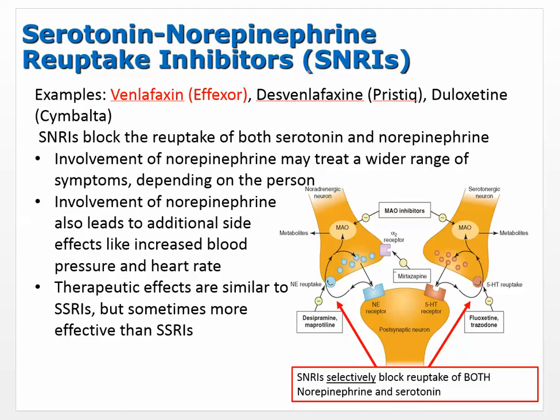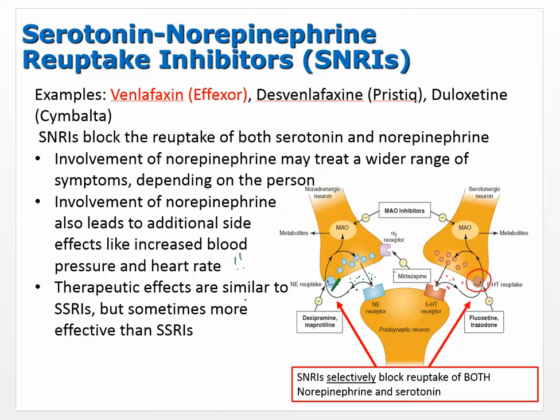SNRIs. Now we have serotonin-norepinephrine reuptake inhibitors, and it's just that. We had inhibition of serotonin reuptake over here, which left more serotonin, and now we also have inhibition of norepinephrine, which leaves more norepinephrine. So it's working selectively on both of these neurotransmitter systems, which can be good, right? Because now we have norepinephrine, so it may treat a wider range of symptoms. However, this is how it helps to know these things. Involvement of norepinephrine is also going to lead to other side effects like increased blood pressure and heart rate. So you're going to want to look for that as a possible adverse effect.